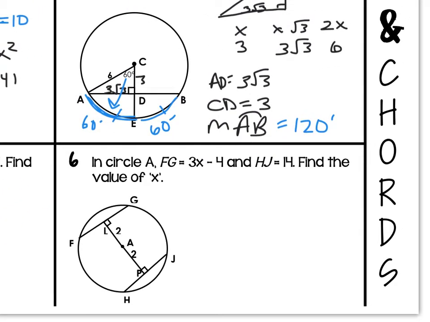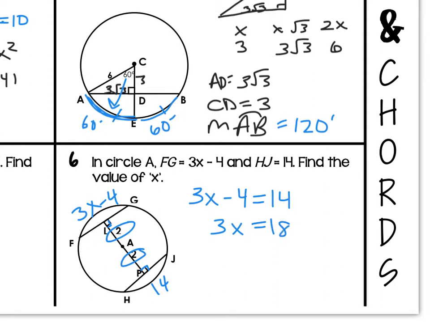Okay, last one. In circle A, FG equals 3x minus 4, and HJ is 14. Find the value of x. Well, since LA is congruent to AP, and these are perpendicular, that means that 3x minus 4 equals 14. So 3x equals 18, and x equals 6.